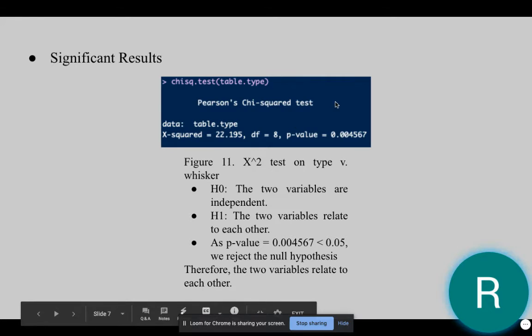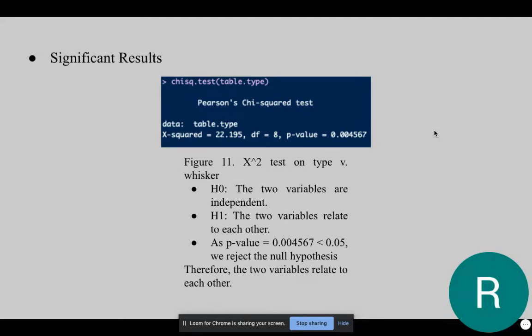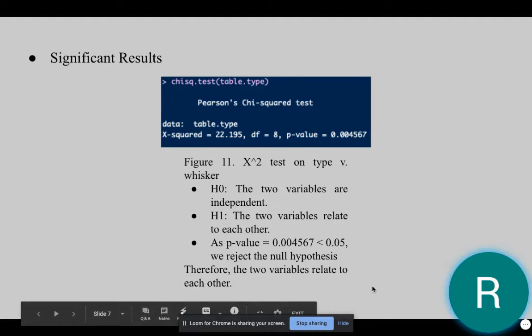So, the significant results. Here's a chi-square test I did on the type of element versus the whisker. The p-value was less than 0.05, so we can reject the null hypothesis. Therefore, the two variables relate to each other. We don't know exactly how they relate, but the type of element matters when it comes to its whiskering ability. And we'll see a visualization of that later on in the presentation.